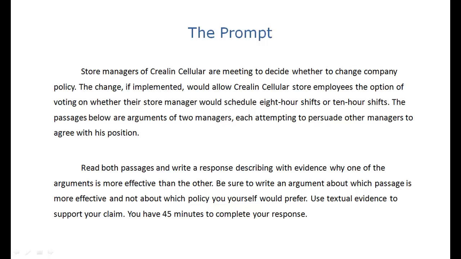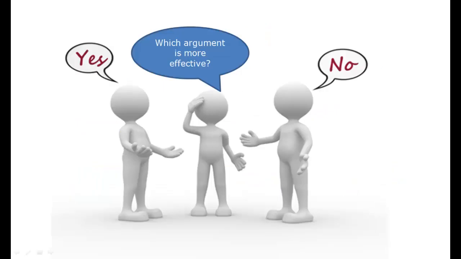Okay, so that was the prompt. What am I being asked to do here? I'm going to look for doing words, verbs. This prompt is asking me to read both passages and write a response describing with evidence why one of the arguments is more effective than the other. Okay, so I need to evaluate both arguments, determine which is stronger, then write a response that supports my claim using text from the passages.